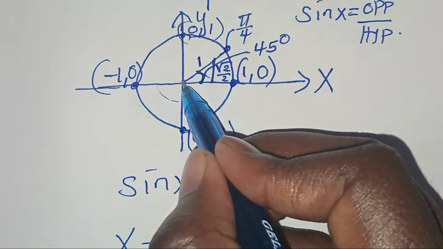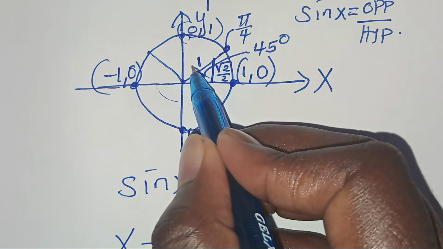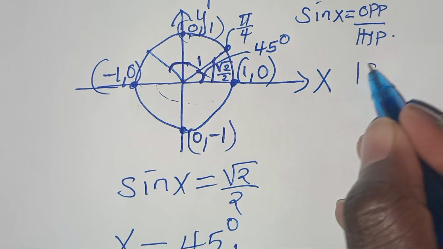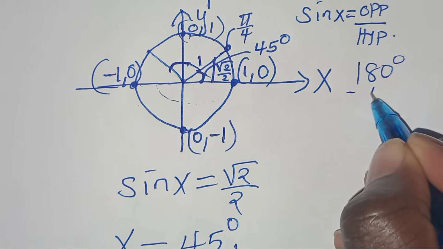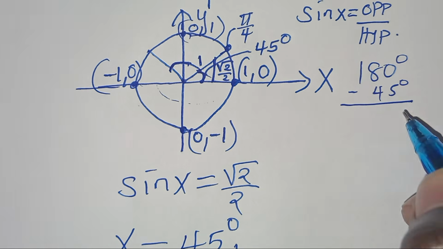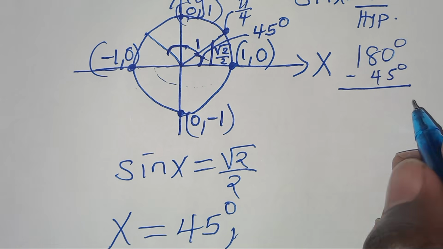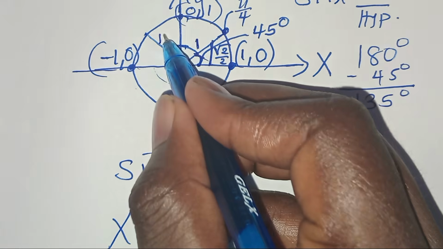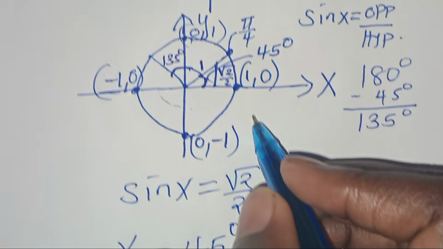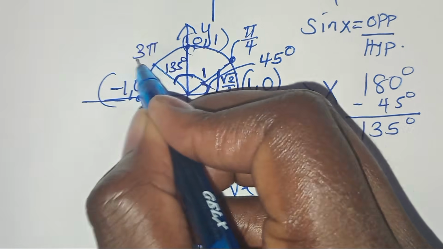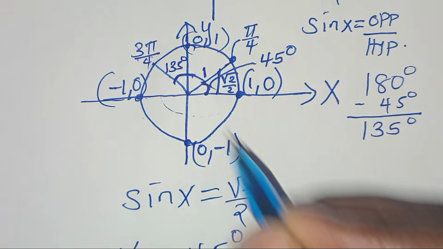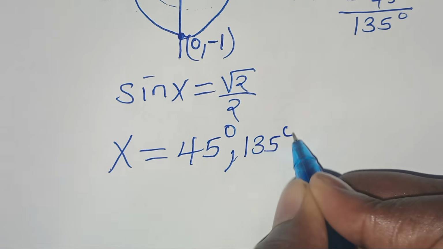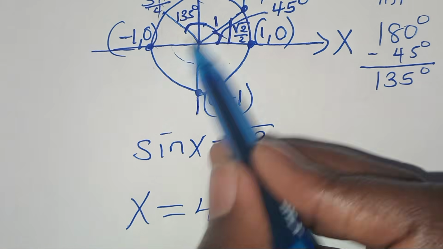Again, in the second quadrant, we still have another positive angle of sine. We have 180 degrees subtract 45 degrees. This means we have 135 degrees, which is the same thing as 3 pi over 4 in terms of radians. So we have the second angle here, which is 135 degrees, in the second quadrant.